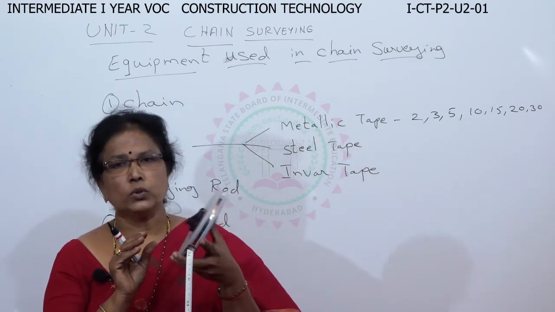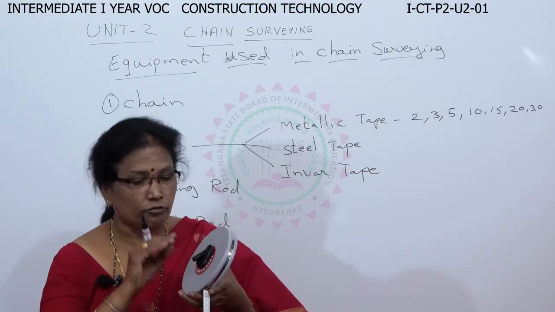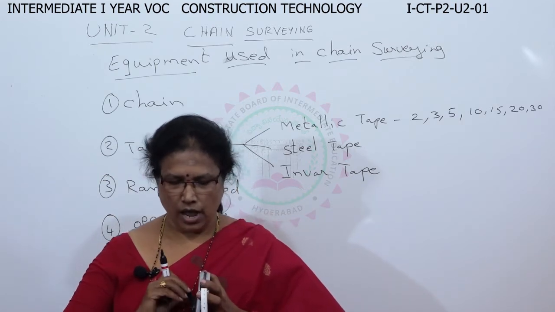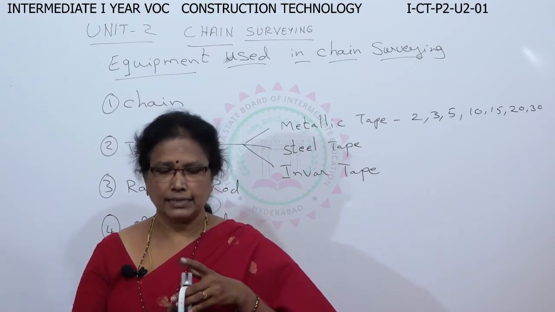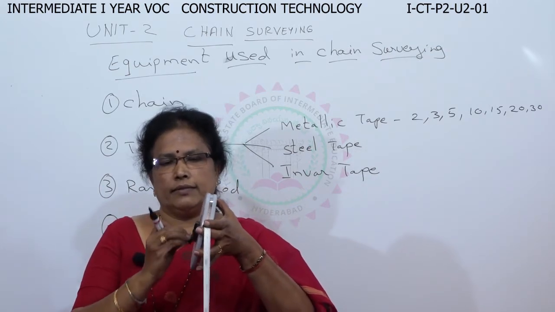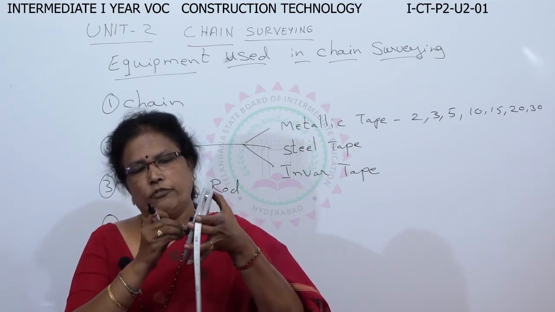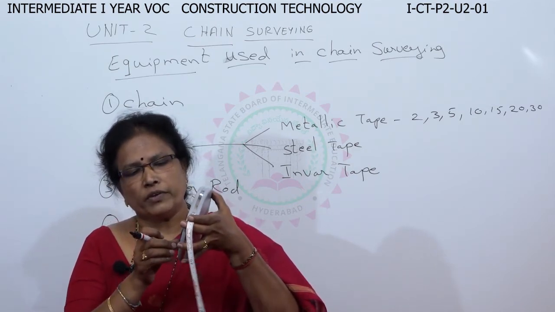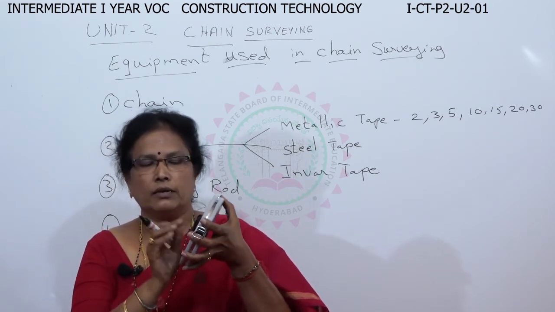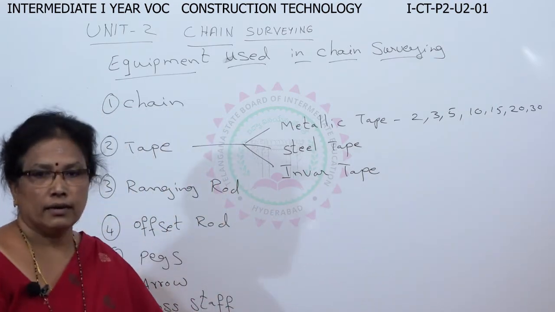Now when you use it in the field, you have to open it like this, and then while folding, just hold the tape like this, and you have to place the tape between your two fingers and rotate this. Then it will go inside. If you do not place it between two fingers, it will get folded and the life of the tape will decrease. So this is about the tape.